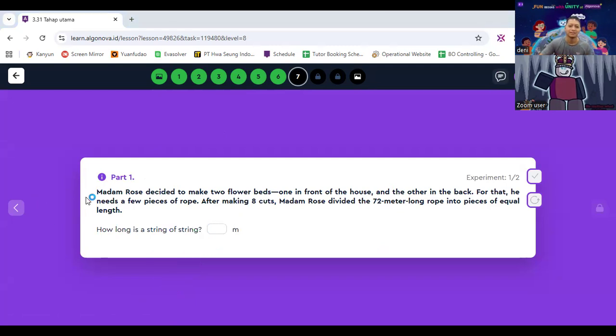Last for the day. Madame Rose decided to make two flower beds, one in front of the house and the other in the back. For that, she needs a few pieces of rope. After making eight cuts, Madame Rose divided the 72-meter long rope into pieces of equal length. So the question asks about how long is each piece of string?